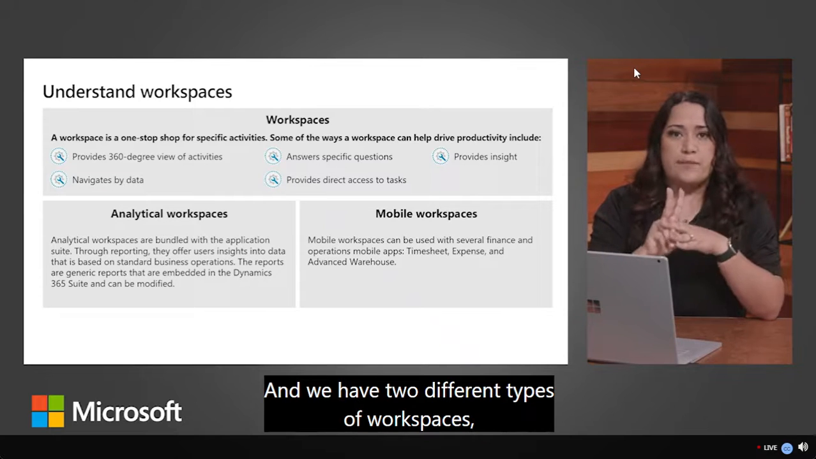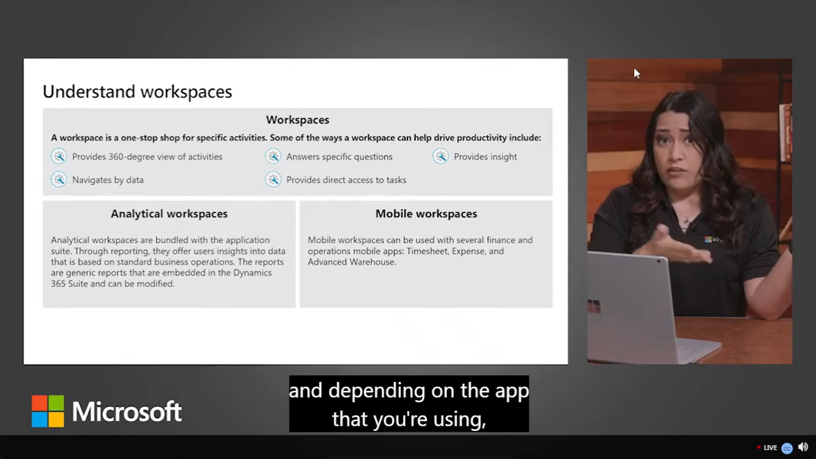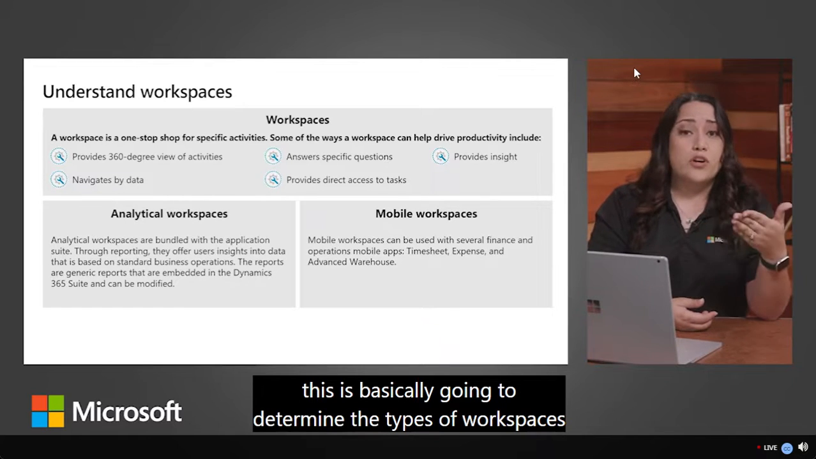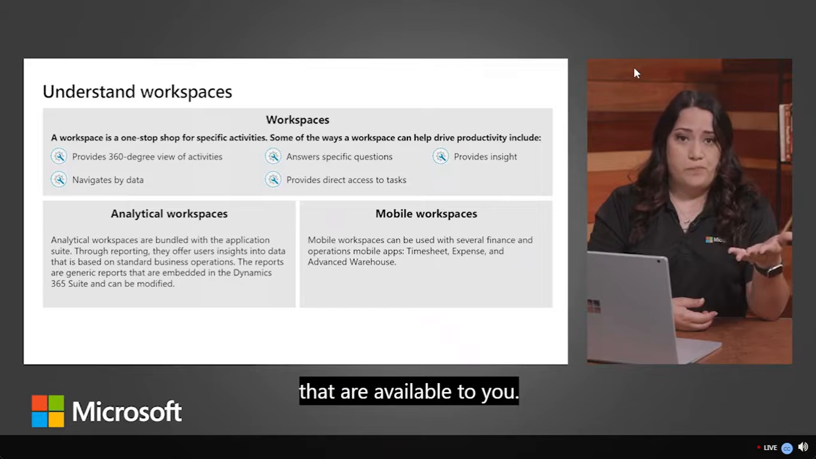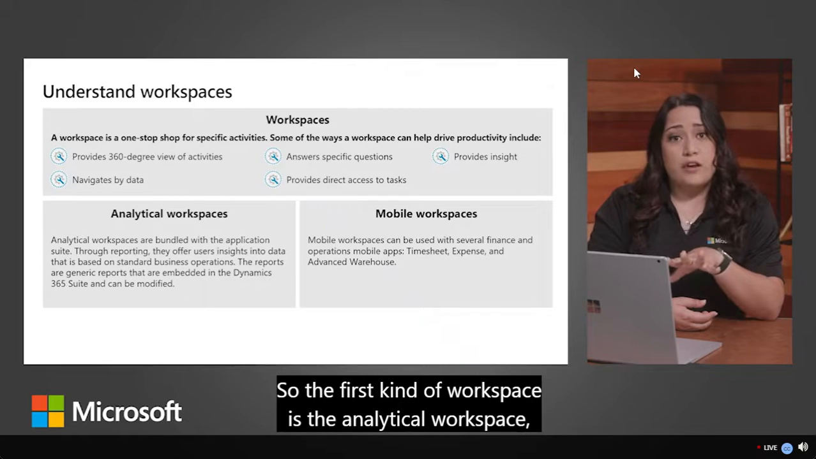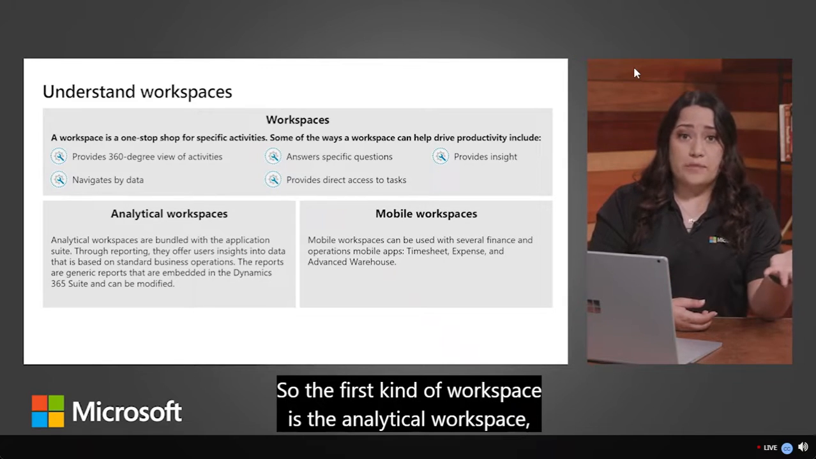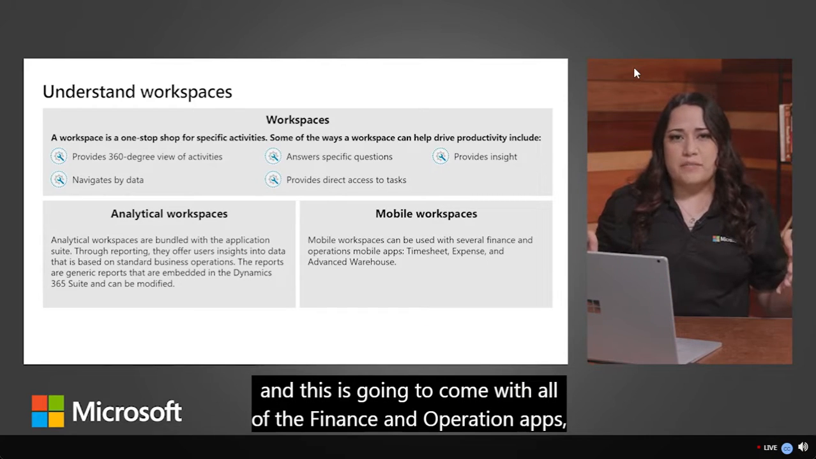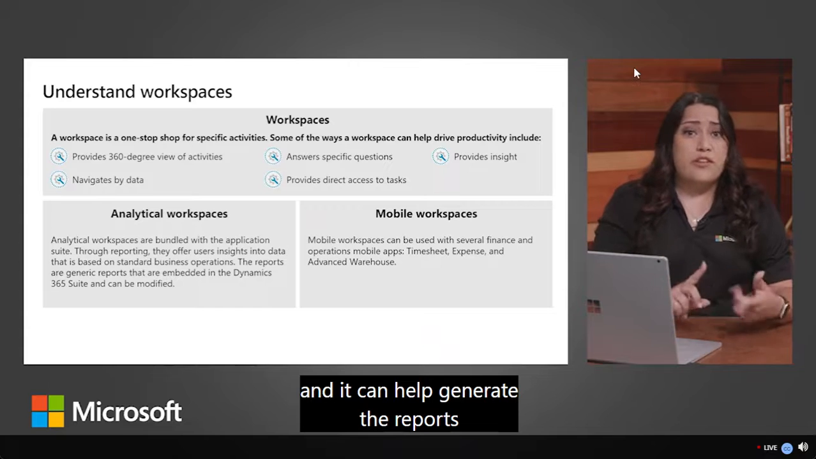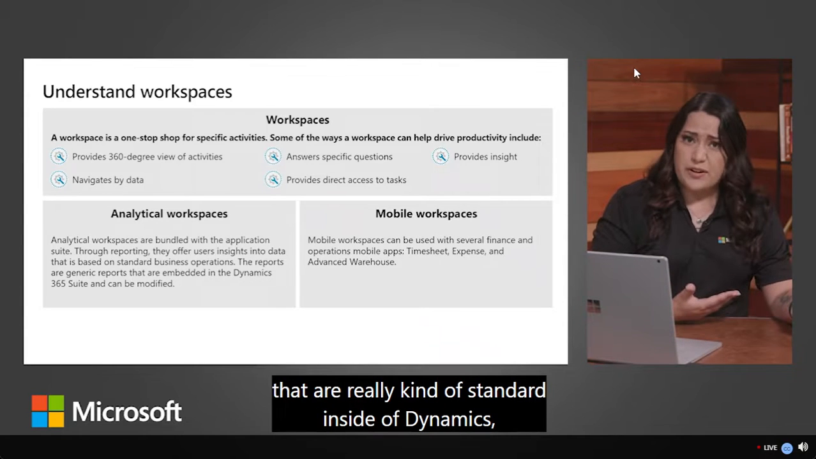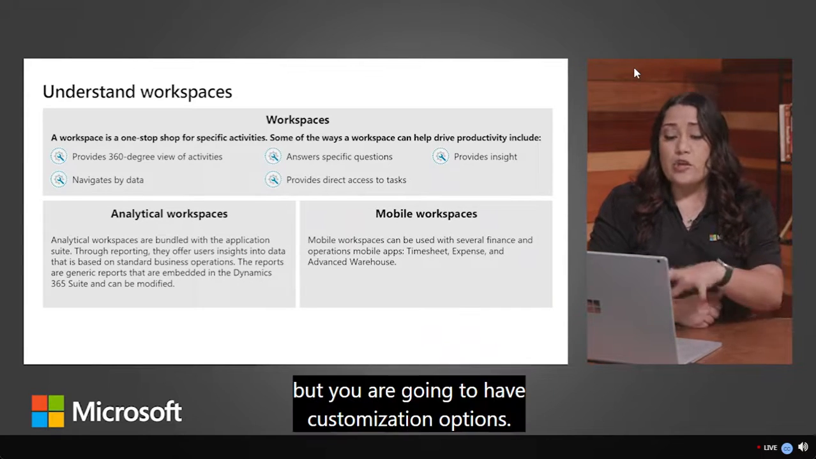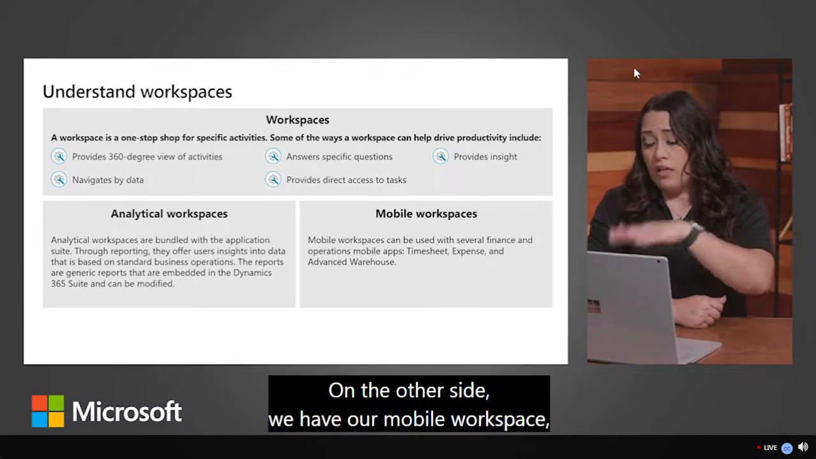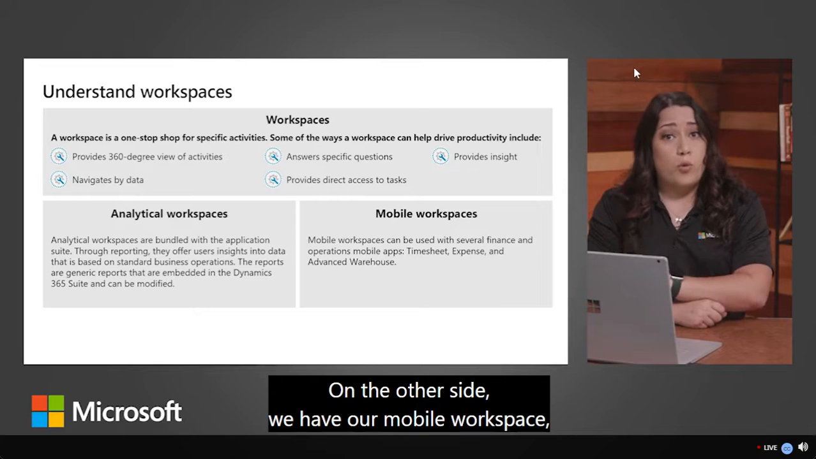And we have two different types of workspaces. Depending on the app that you're using, this is basically going to determine the types of workspaces that are available to you. So the first kind of workspace is the analytical workspace. And this is going to come with all of the finance and operation apps. And it can help generate the reports that are really kind of standard inside of Dynamics, but you are going to have customization options.